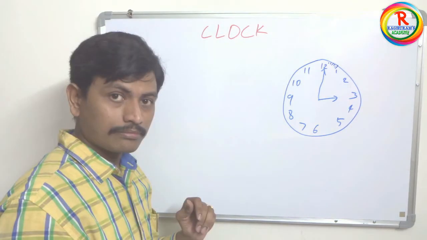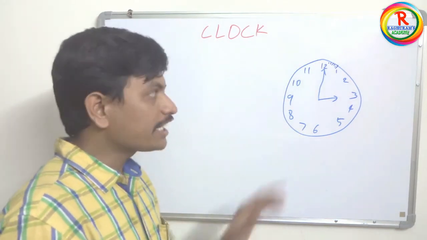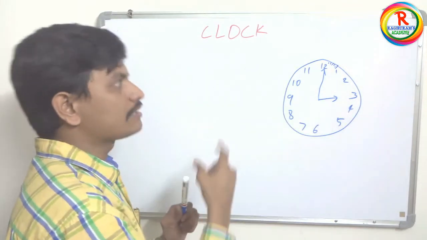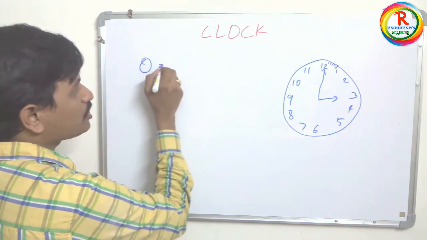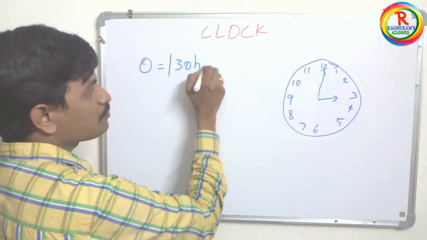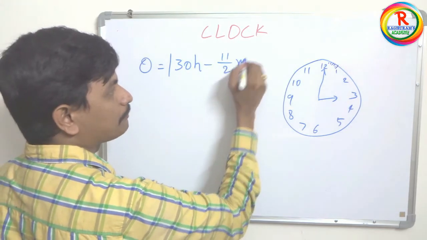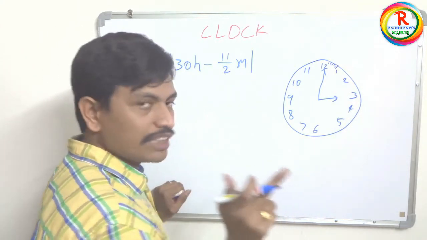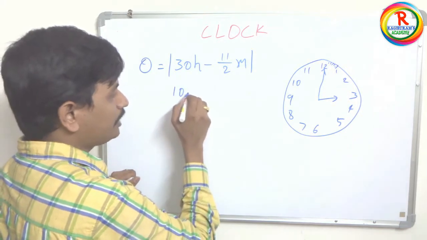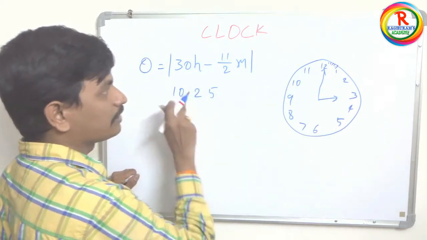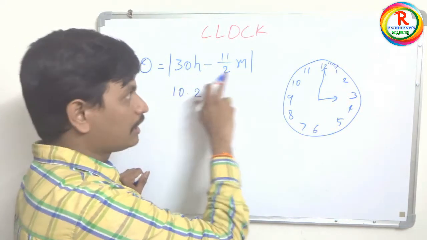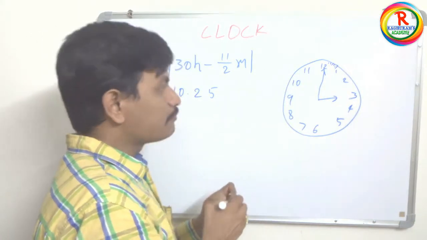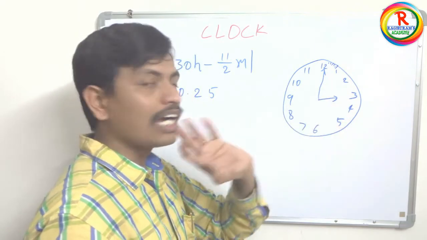Let us learn that formula. Complete clock problems are related to the angle between these two hands. So we have only a single formula throughout these clock problems, that is theta is equal to modulus of 30h minus 11 by 2 m. H is hour and m is minutes. Suppose we need to find the angle between minute hand and hour hand at 10:25. In h, that is hour, we substitute 10. In minutes we substitute 25 and calculate the degree. That will be the angle between the minute hand and hour hand.